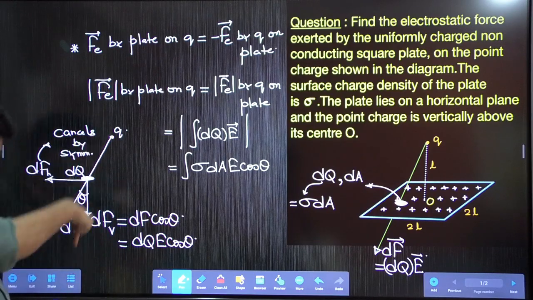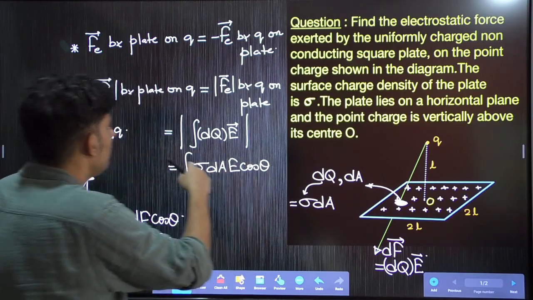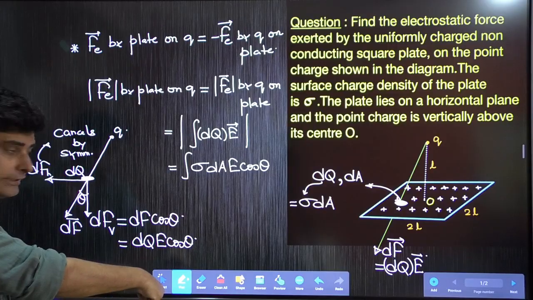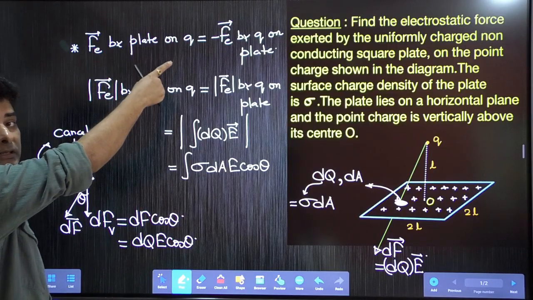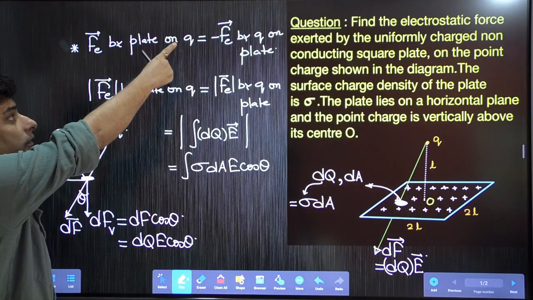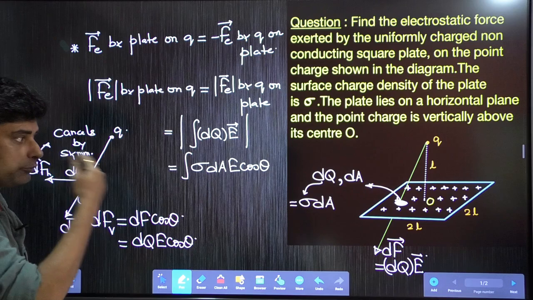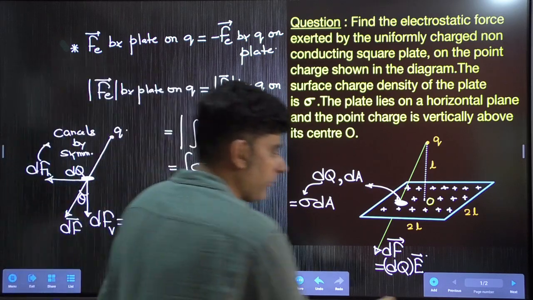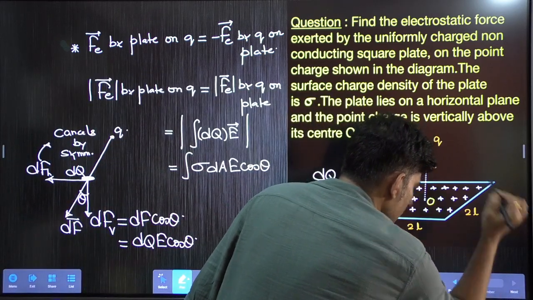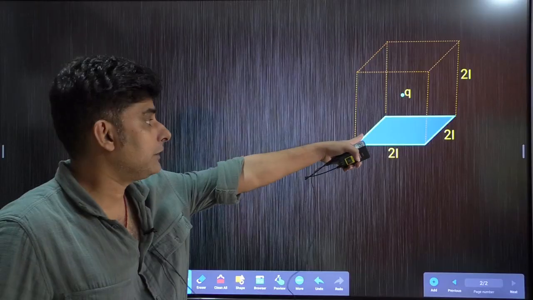And where is this force directed? Vertically downwards. So since this force is directed vertically downwards, the plate will exert a force on the charge Q vertically upwards. Now we have to find the value. How to find this value? For this we will see something which I said related to Gauss law.